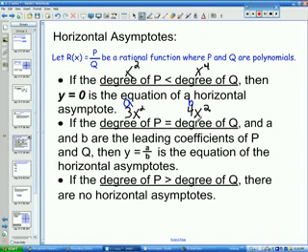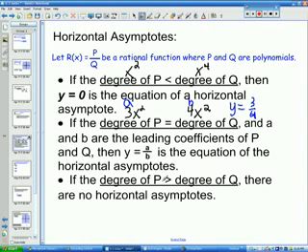Since x squared is the largest exponent on x, b, or 4, would be the leading coefficient here. Likewise here, since x squared is the largest exponent on x, a, or 3, would be the leading coefficient here. So the line y equals a over b is the equation for the horizontal asymptote. In this case, the horizontal asymptote would be y equals 3 over 4. Okay, so that's the rule if they're the same.